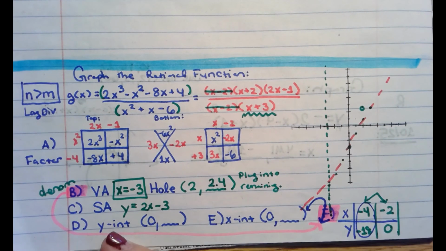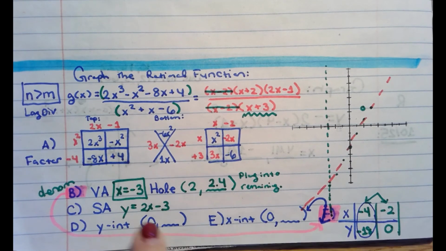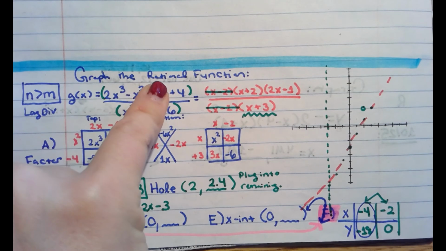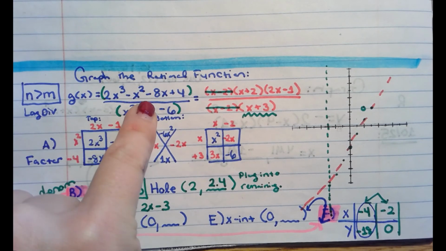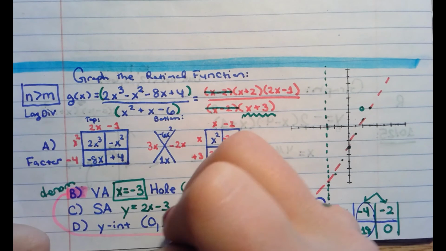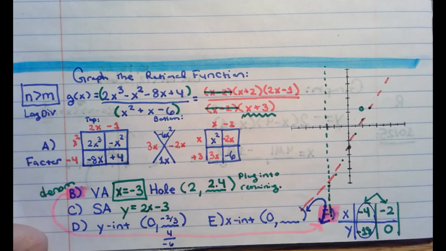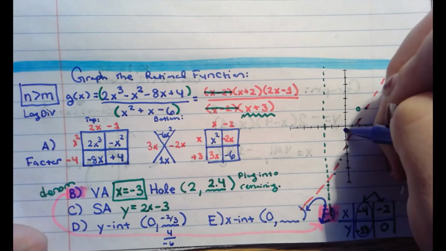So the first thing we're going to do is the y-intercept, and you're going to plug in 0. So either use your calculator or use the beginning, and you can see 0, 0, 0. The top is going to be 4. 0, 0. The bottom is going to be negative 6. 4 over negative 6, which reduces to negative 2/3. Let's go ahead and graph him right there.